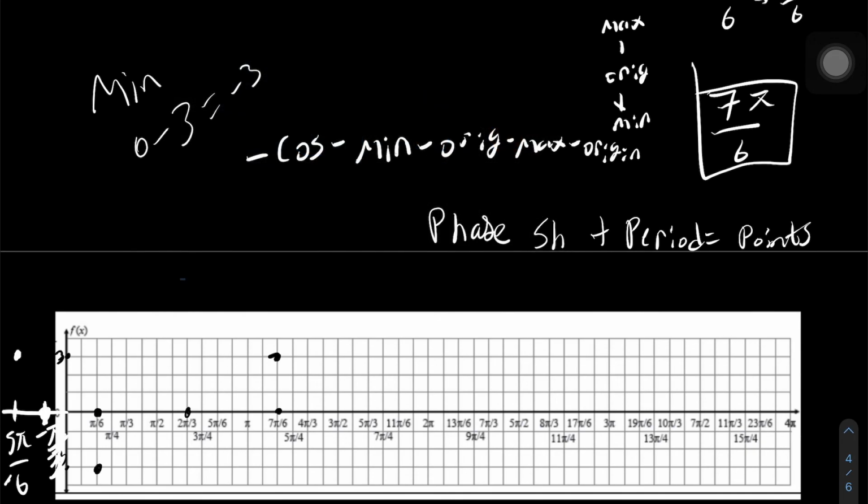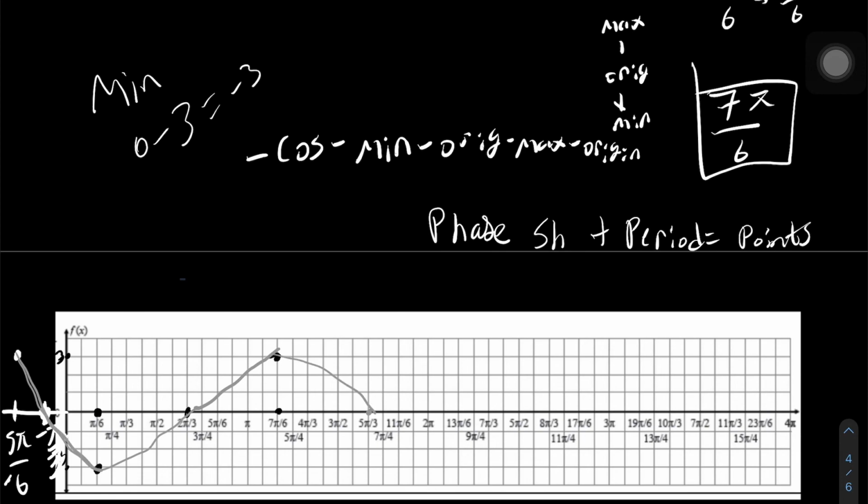So you go max, origin, min, origin, max. We should go back to the origin. So we add another 1/2 to 7 pi over 6, so 7 pi over 6 plus 3 pi over 6 gives us 5 pi over 3, because 10 pi over 6 simplifies down to 5 pi over 3. So we have 5 pi over 3, and so we can graph that. And then we're going back to our origin, so we're just going to connect sort of like that.